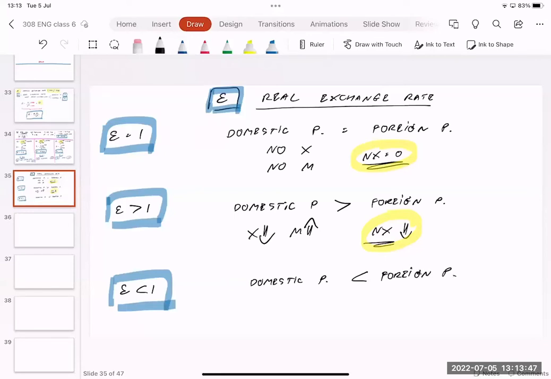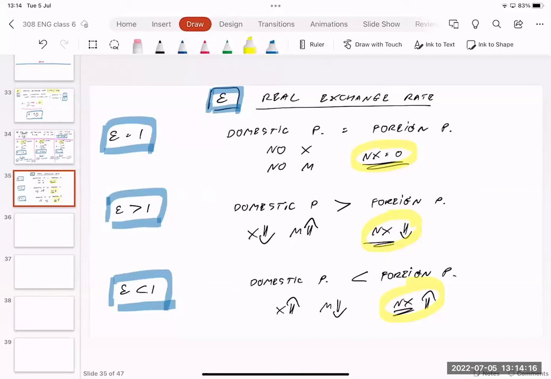So if a product in our country is cheaper, what does it mean? It means we can export more. Everyone wants to buy the product from us. If the foreign price is very expensive, we don't want to buy the product from the other country. We're going to import less. Then it's good for our trade balance. The net export is going to be very high. Okay, done. This is the conclusion for the real exchange rate.